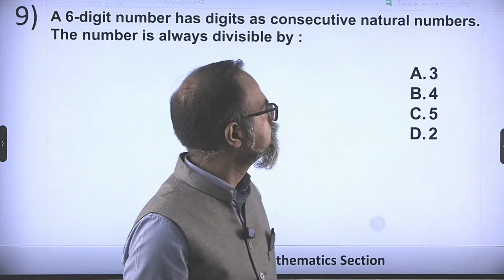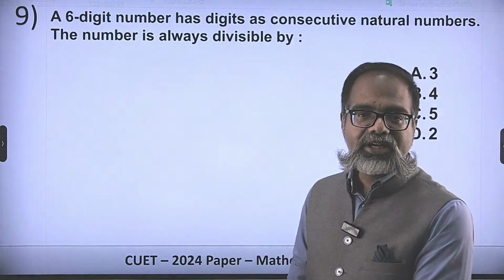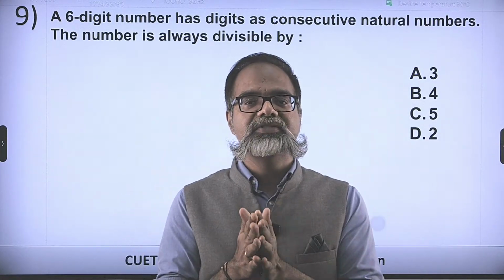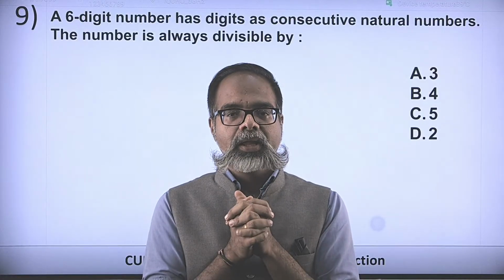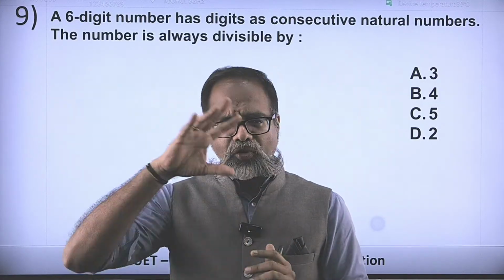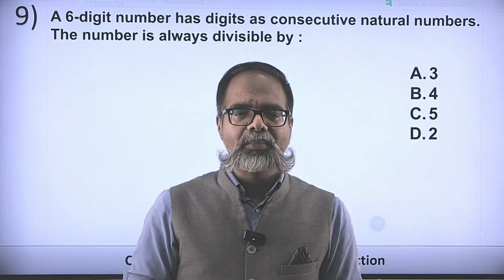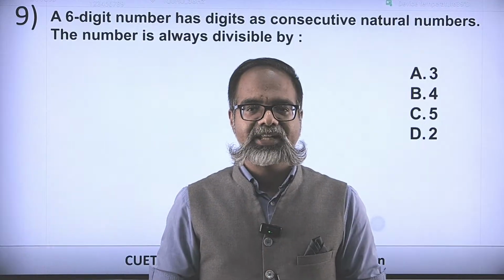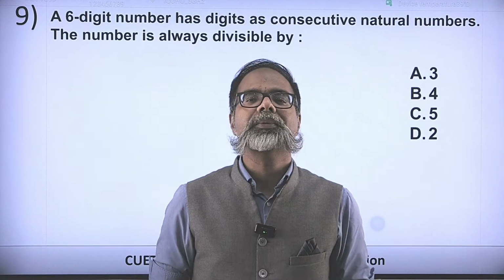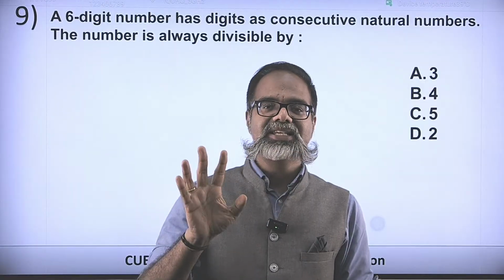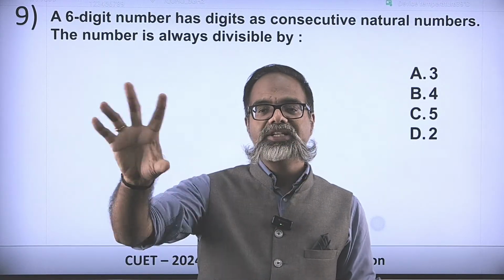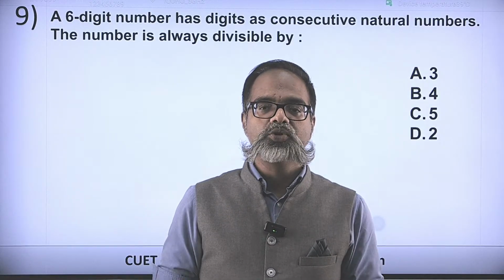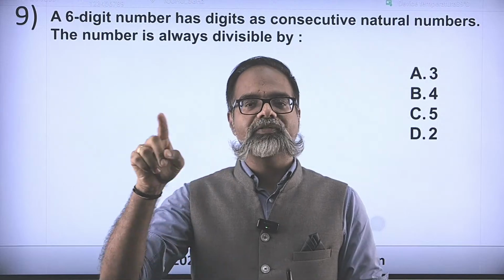Now, a 6-digit number has digits as consecutive natural numbers, then the number is always divisible by what? Now, I can of course make the problem as x plus 1, x plus 2, x plus 3, x plus 4 and x plus 5 are the numbers, add and, but let's not do that. It says that it is a 6-digit number and all the digits are consecutive natural numbers. Let's take cases. So I start with 1. So one of my numbers could be 1, 2, 3, 4, 5, 6.